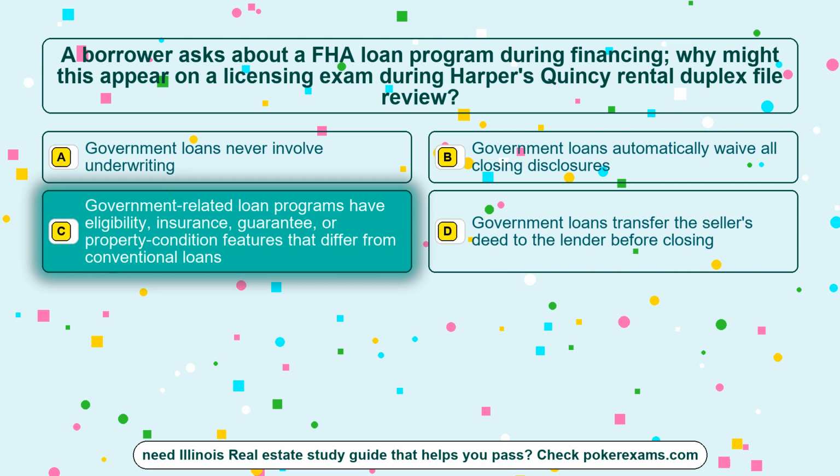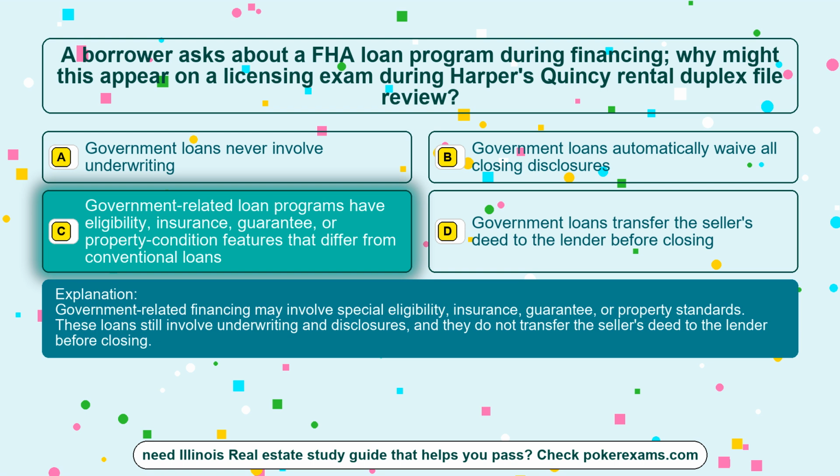The correct answer is option C. Government-related loan programs have eligibility, insurance, guarantee, or property-condition features that differ from conventional loans. Government-related financing may involve special eligibility, insurance, guarantee, or property standards. These loans still involve underwriting and disclosures, and they do not transfer the seller's deed to the lender before closing.